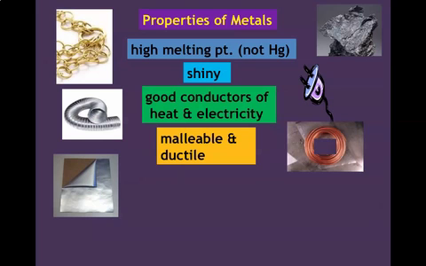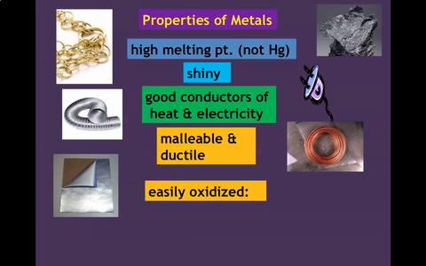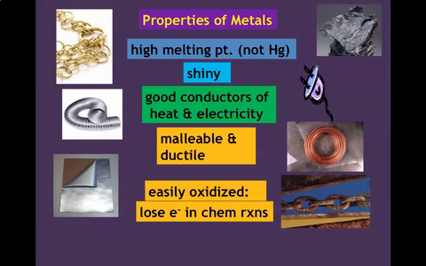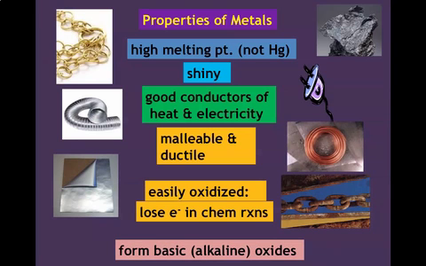There's something that's malleable and ductile. And they're easily oxidized, which means they lose their electrons when they react. Okay, and there's an example of rusting, which is a chemical reaction that a metal goes through. They also form basic alkaline oxides.